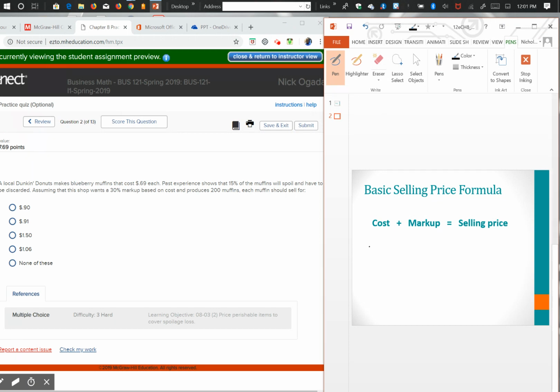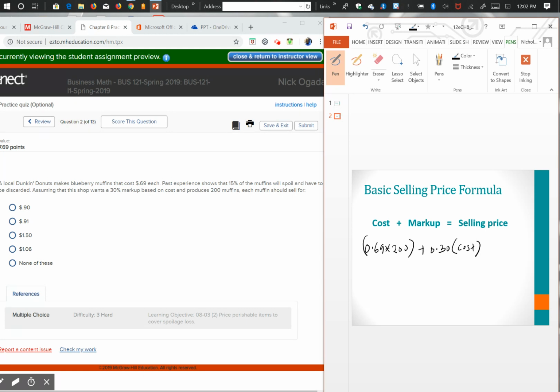So the total cost here is going to be 0.69 for each muffin, but they're going to produce 200 muffins. So that becomes our total cost. But this farm wants to achieve a 30% markup that is based on cost.